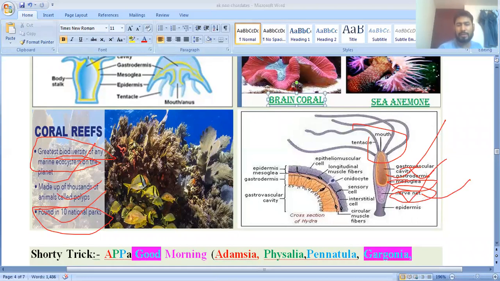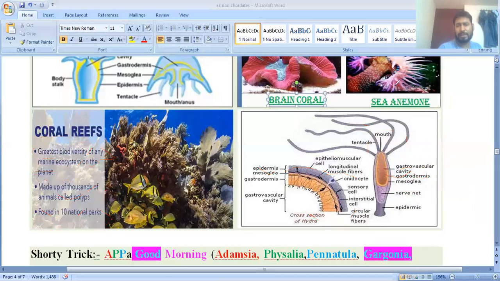And if you see here, that is the structure. Here they have given the different structure of the internal body: epidermis, mesoglea, gastrodermis, gastrovascular cavity. Okay. So these things we have discussed about the example.